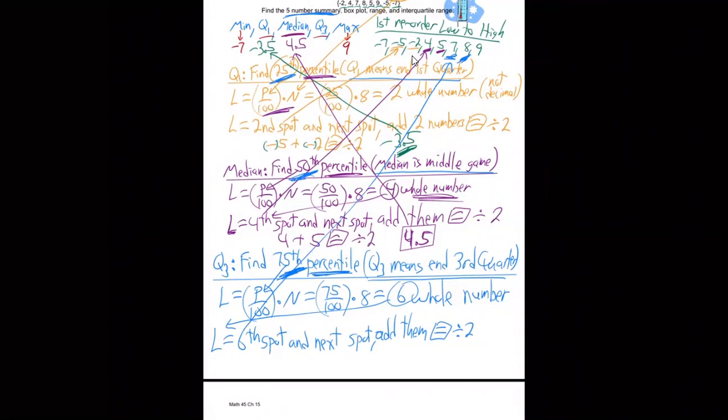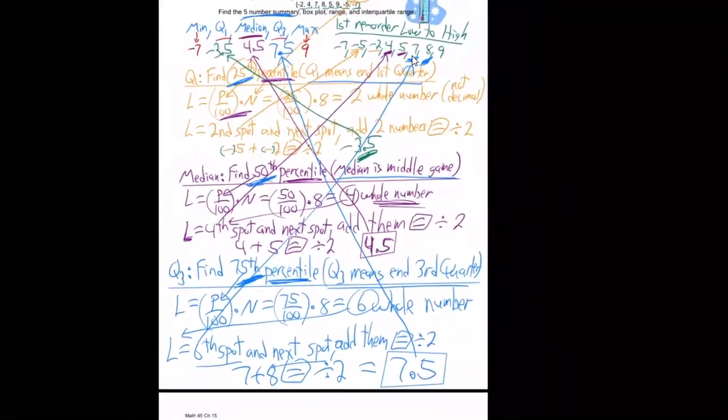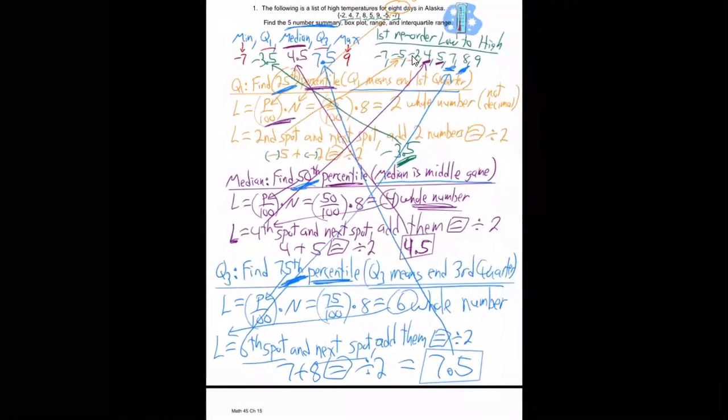Yep. So grab the 6th number and the next number. We always grab that spot and the next. So that'd be a 7 and an 8. So we're going to add 7 plus 8, it equals, divide by 2. I think we get 7.5, right? And so that is the Q3. All right. Is that good so far? We're almost done with this example.